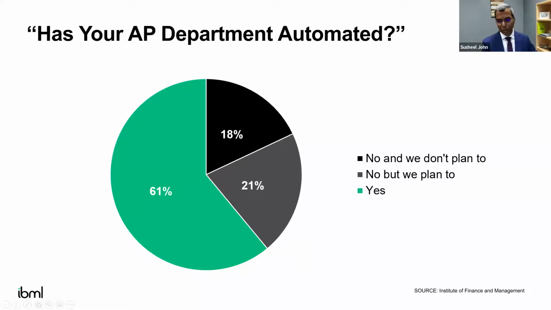What are AP leaders doing about all this, Mark? Well, what they're doing about it, Sushil, is they're doubling down on automation. 71% of all AP departments have plans to deploy automated technology this year, either for the first time or refreshing their existing technology. And that's the key.